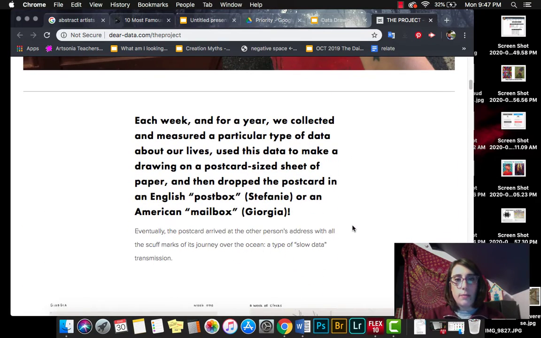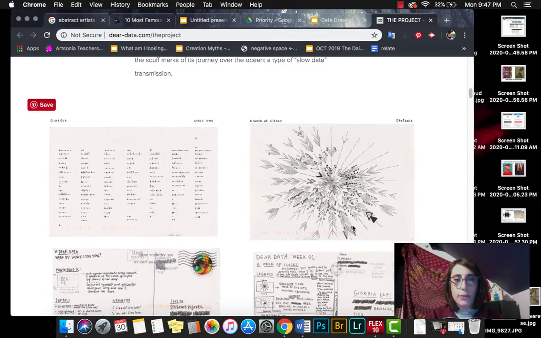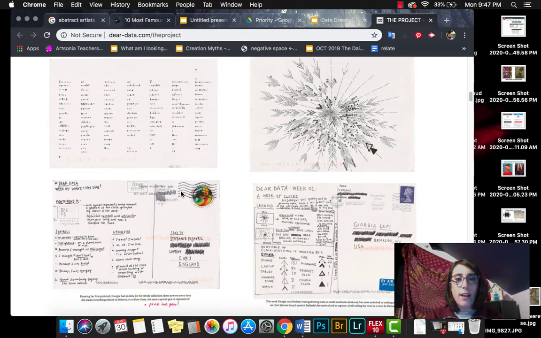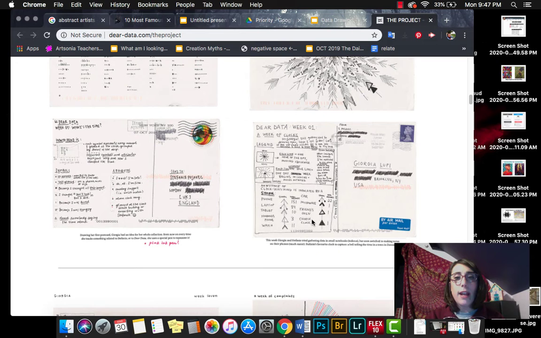So they came up with their own symbols, right? They had their own way of drawing it. So this was a week of clocks, right? One individual chose to do this sort of arrow looking composition. Here it's more lined up, almost like a graph. But the idea is we're taking this data and we're making it prettier, right? Instead of looking at a pie chart or a bar graph or something like that, we're making it prettier. And then on the back it has the key. What do those symbols mean?